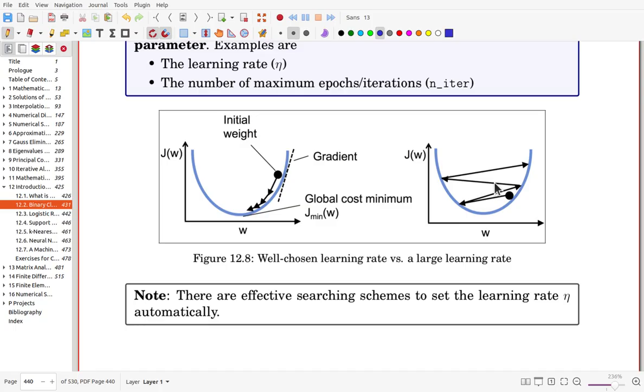So the eta, the learning rate, must be chosen very wisely, and it's not easy to do that. There is some technique so that you can set the learning rate automatically. It works, you don't have to worry too much, and it is chosen automatically, so the convergence is well achieved.